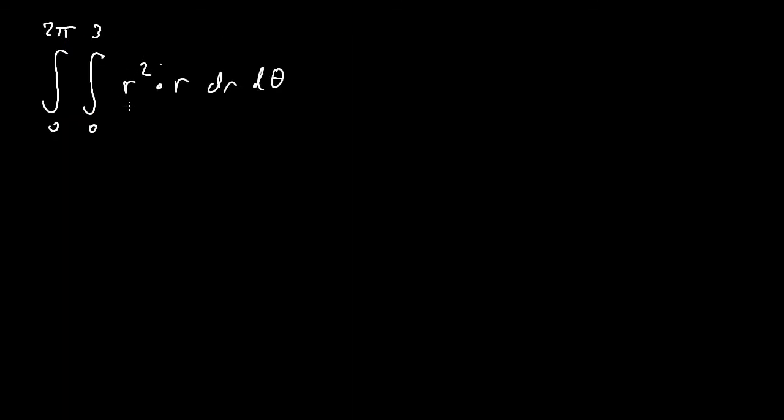So obviously r squared times r is r cubed. So if we go ahead and integrate r cubed, we'll just get r to the 4th over 4. Let's go ahead and evaluate that from 0 to 3. So we get 3 to the 4th, which is 81, so 81 over 4, minus 0 to the 4th, which is 0, over 4, which is also 0. So we get 81 over 4.